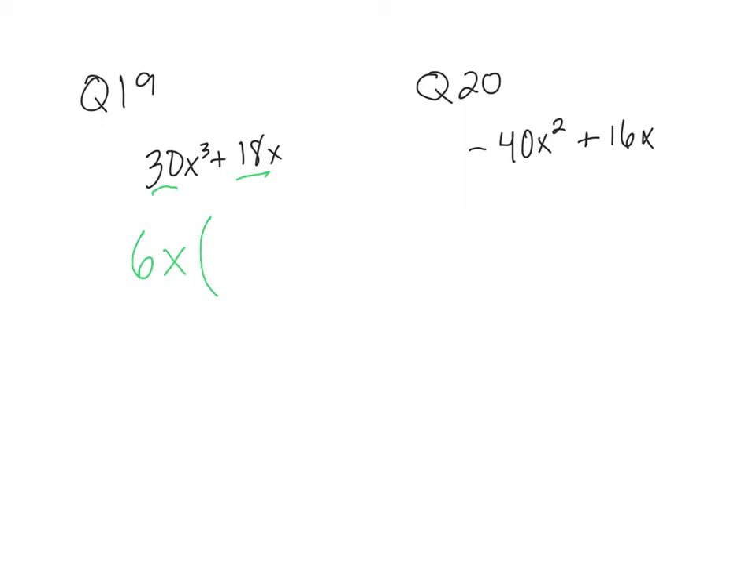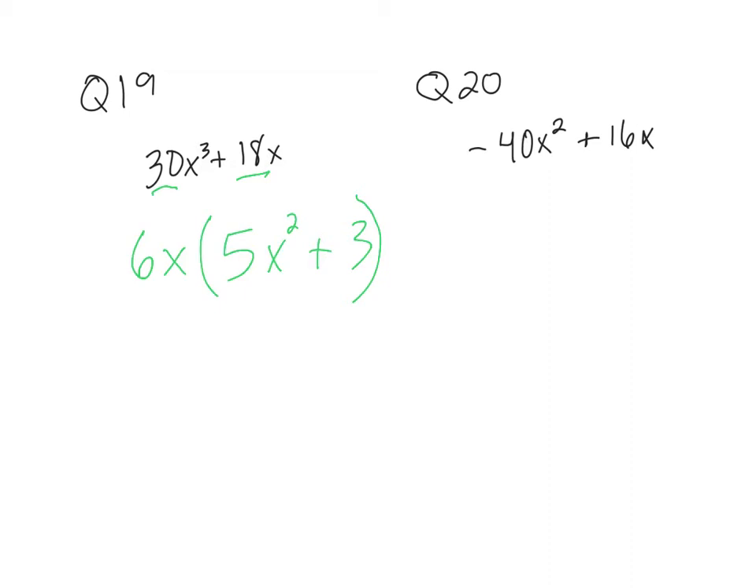Now, to figure out what's still in the parentheses, 6 times what is 30? Well, that would be 5. And we only took one x from x cubed, so that means there's still 2 left in there. Plus 6 times what is 18? 3, and it only had one x, so we took the only x's it had left. So pulling out the greatest common factor would leave us with 6x times the quantity 5x squared plus 3.